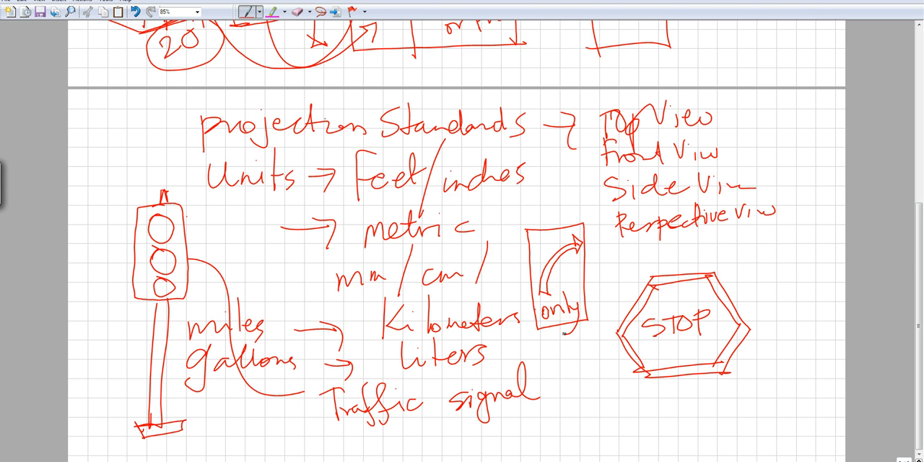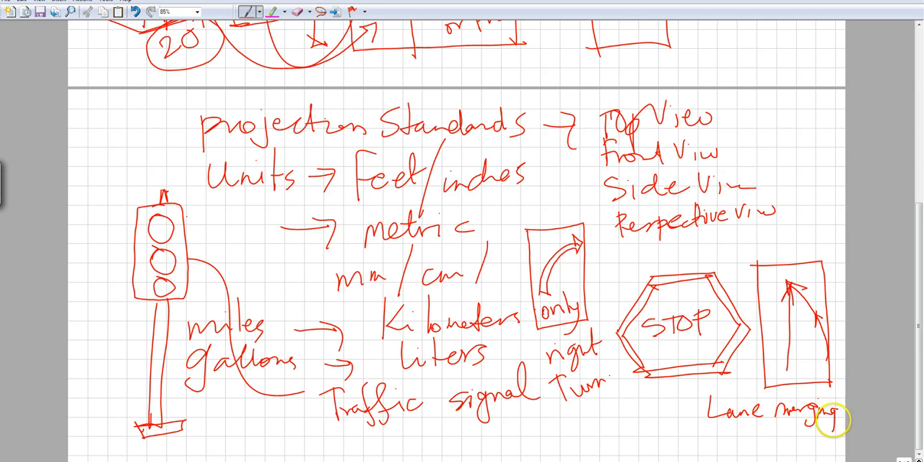That means only right turn, right? If I draw something like that, then I would say what? Lane merging. So all these are symbols and standards designed to help us understand and make it easier for everyone to understand what the message is, right?